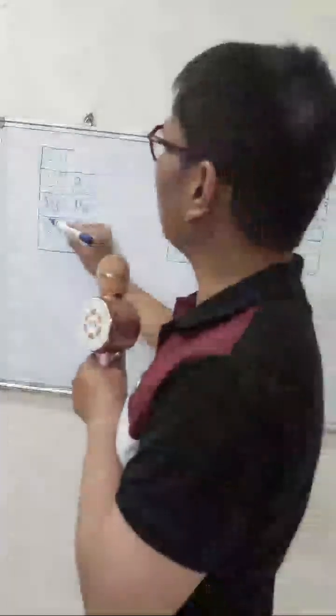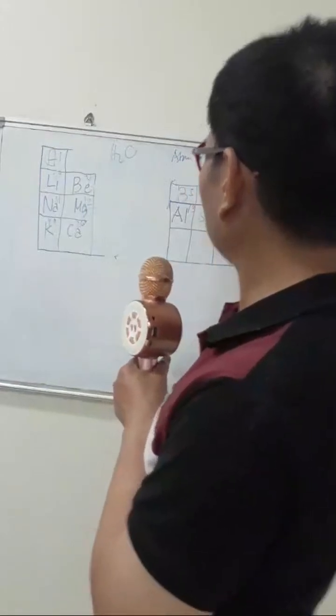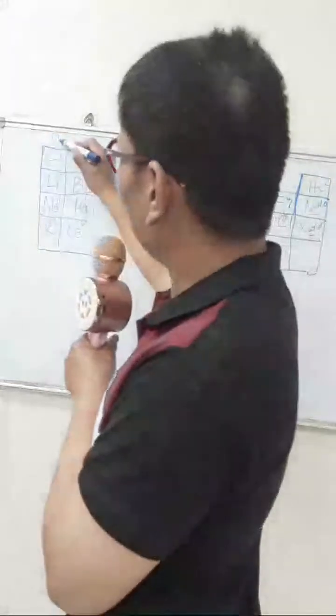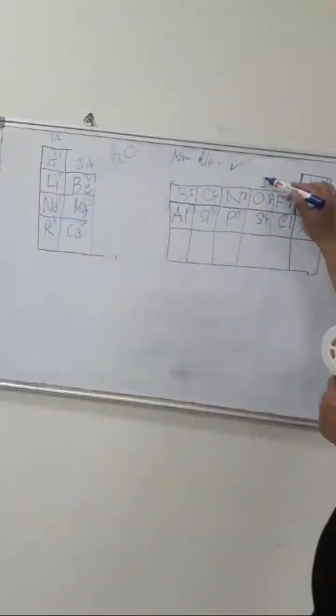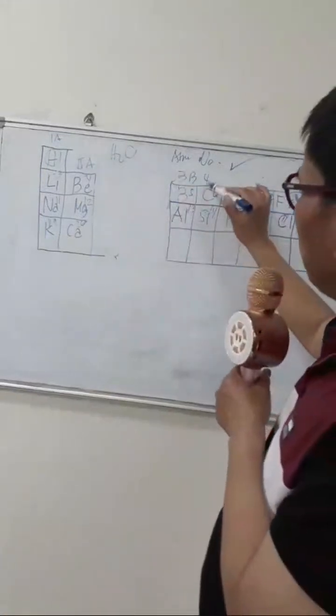Increasing atomic number, check. The same group. This is group 1A, group 2A, like this. And we have also group 1B, 2B, 3B, sorry, 4B.